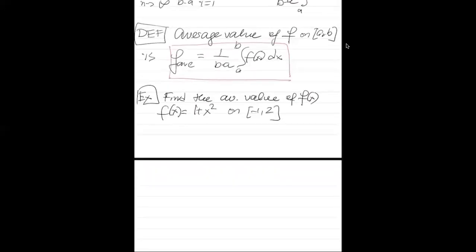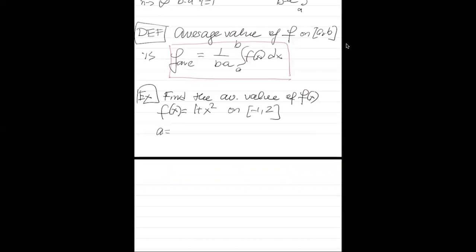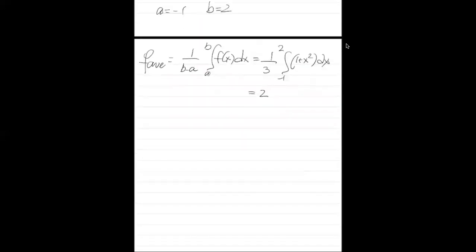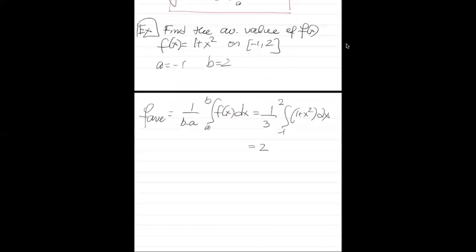Now, the interval tells you what a is and what b is. So the average value will be 1 over b minus a, integral a to b f of x dx, which is equal to 1 over, well, what's b minus a? 2 minus -1, so 3. Integral -1 to 2, 1 plus x squared dx, which is easy to calculate. You should get 2. So the average value of the function is some number that we calculate with that formula.